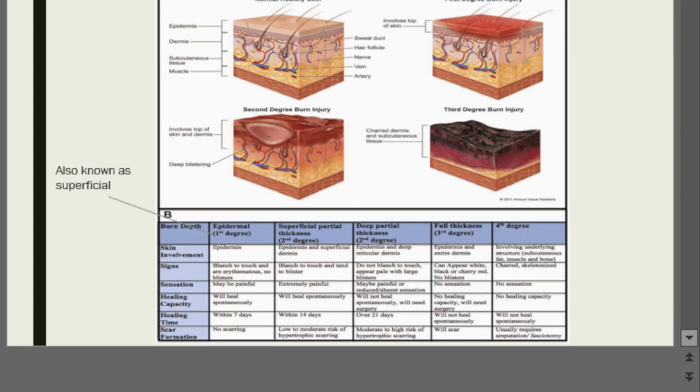Our full thickness burns, which were once called our third degree burns, involve our epidermis and then the entire dermis. And this patient will need surgery. There's no healing capacity, no oxygen rich blood is going to perfuse and help us out with any kind of healing. They will not heal spontaneously, and they will no doubt leave a scar. Our fourth degree burns, we'll get into those too, but once again, no healing unless they have some surgical intervention.